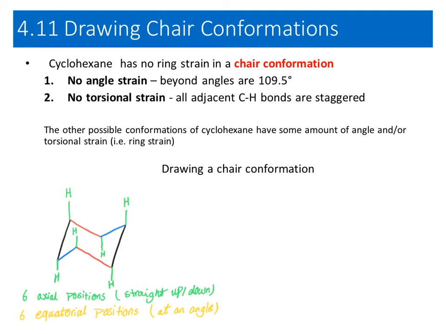Now, to draw the equatorial positions, that could be a little challenging, but for example, if I start with this carbon, the equatorial position on this carbon, the bond is parallel to this line here. So this is going to be the equatorial position on this carbon. And to draw the equatorial position on this carbon, it's going to be parallel to this line.